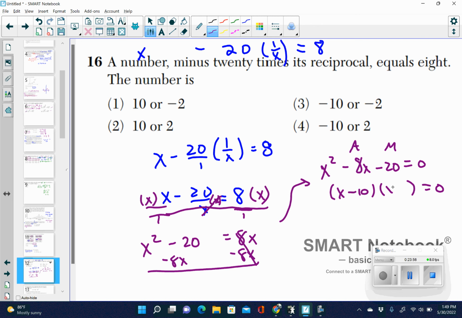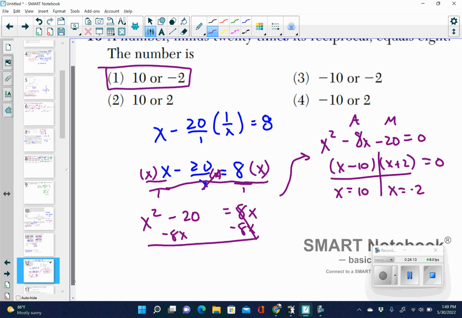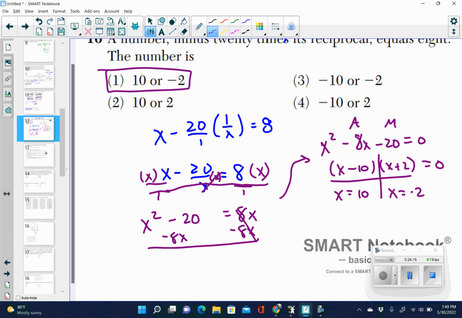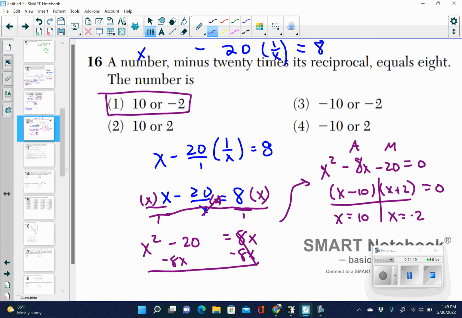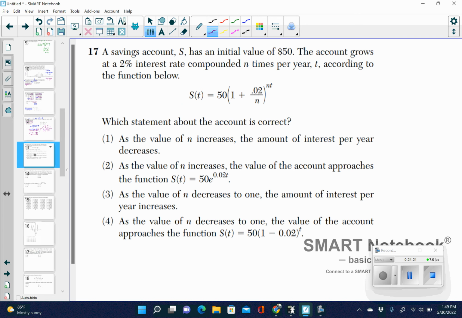So x minus 10 and x plus 2. To set them equal to 0, I just switch the sign. So I get x is equal to 10 and x is equal to negative 2. And that is exactly what choice number one says. Okay. All right. We're doing pretty good. Next one. That was 16 to 17.